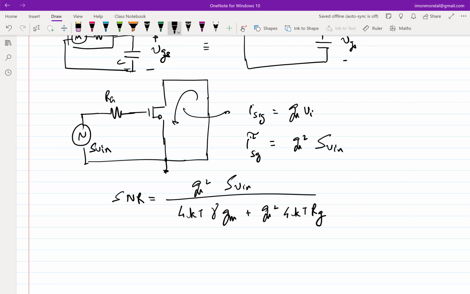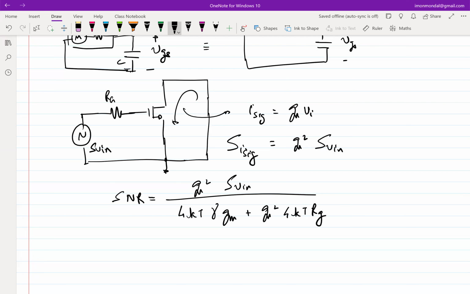Yeah, you should put the power spectral density of the current. Instead of your I squared, you should put the power spectral density of the current. The power spectral density of the current itself is GM squared times SV in, right? Oh, okay, correct. Yes. So it should be SI sig, right? Yeah, thank you.